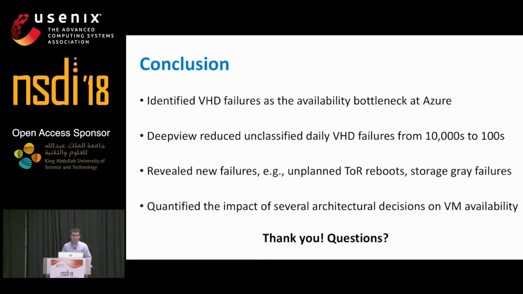In conclusion, we've identified VHD failure as the availability bottleneck at Azure. We introduced a system called Deepview that's able to reduce unclassified daily VHD failures from tens of thousands to hundreds. Deepview is able to reveal new interesting failure patterns, including unplanned ToR reboots and storage cluster gray failures. And finally, using data from Deepview, we're able to quantify the impact of several architectural decisions on VM availability for the first time.